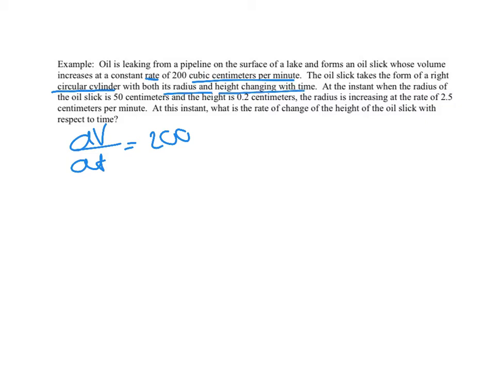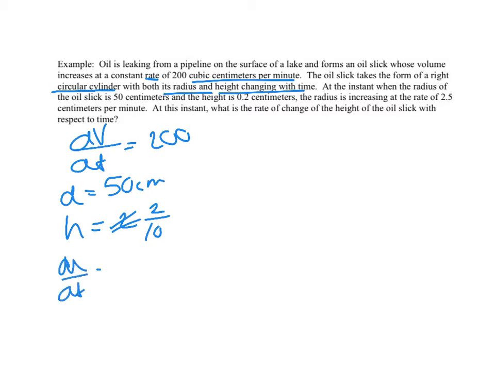At the instant when the radius is 50 and the height is 0.2, we read that as 2/10, so perhaps it's easier to call it 2 out of 10. The radius is increasing, so dr/dt is positive 2.5. What is dh/dt, the rate of change of the height? Wow, they gave us a lot of information that we have to come up with.